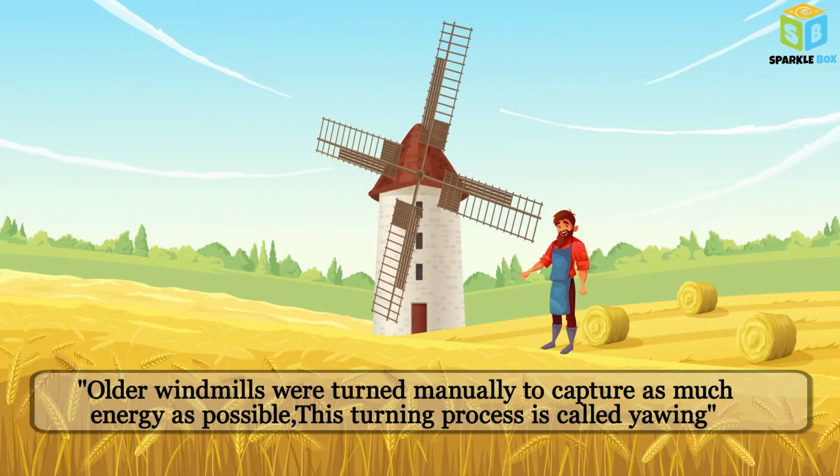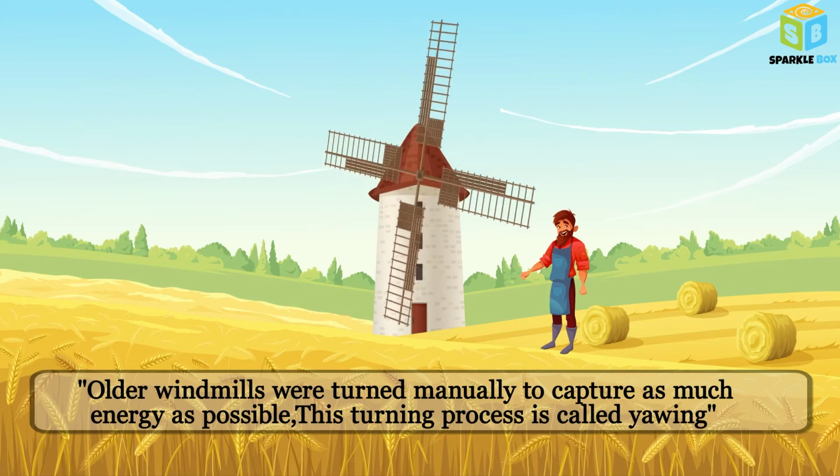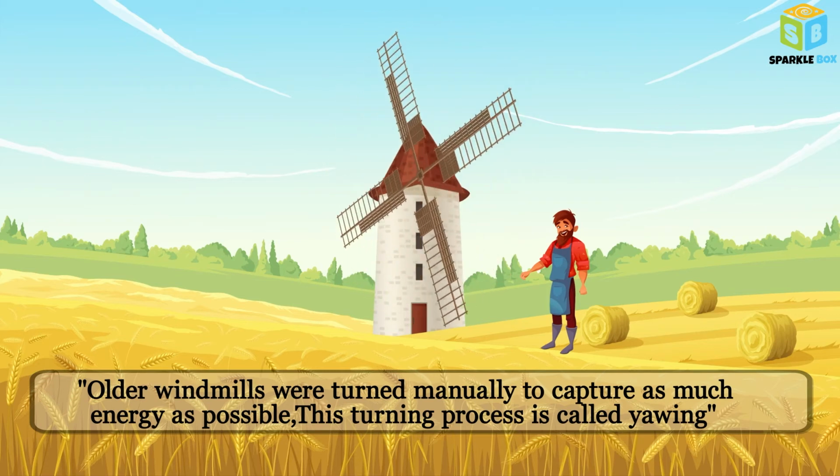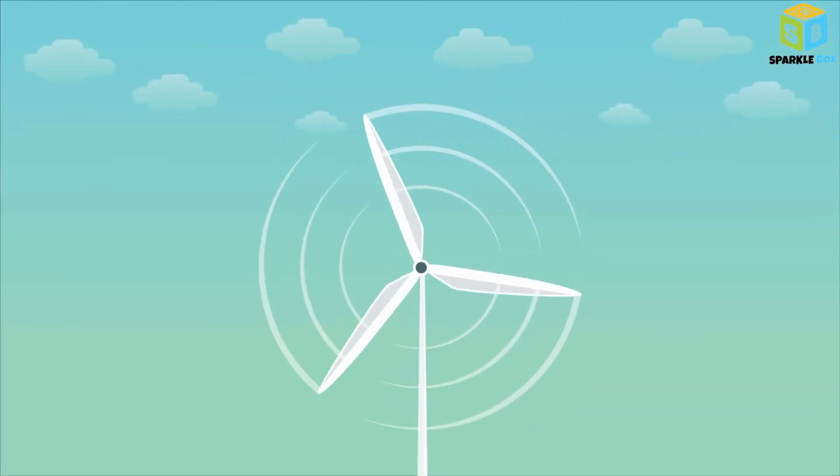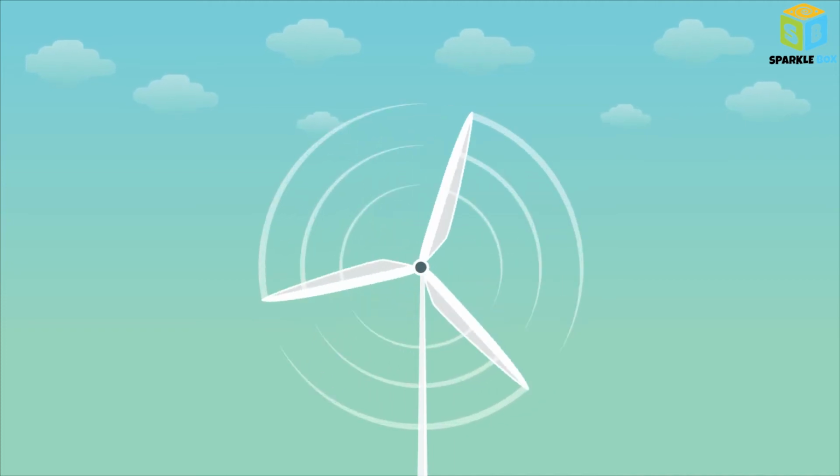Older windmills were turned manually to capture as much energy as possible. This turning process is called yawing. And today's wind sensors and computer systems automatically adjust the blades with expert precision to capture as much energy as possible. Outside rotor orientation, the blades need to be shaped to maximize efficiency.